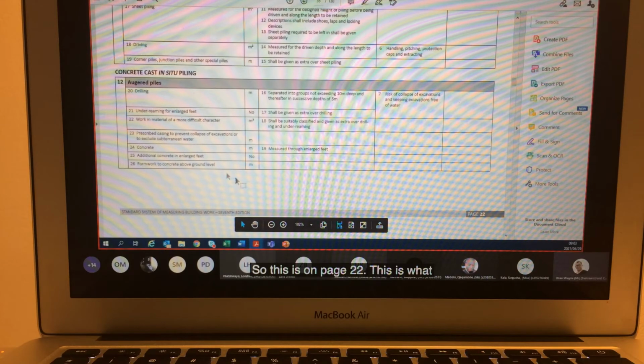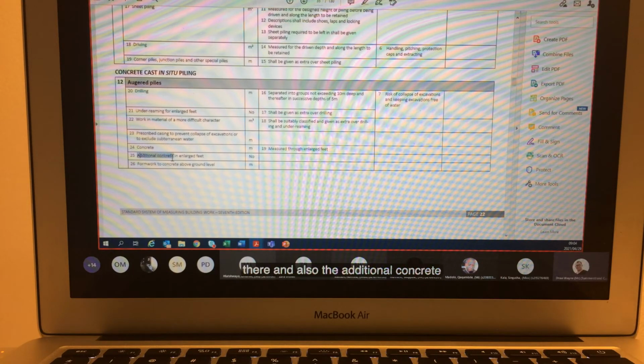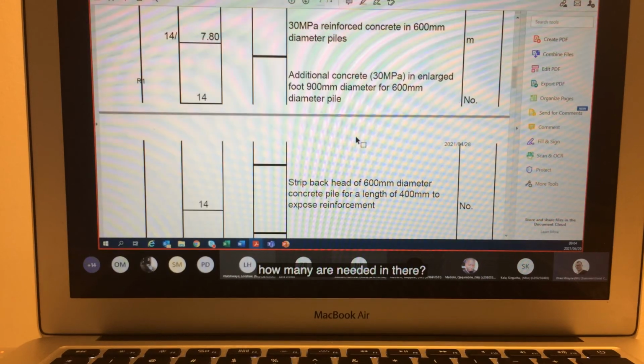So this is on page 22. This is what I've now been measuring: the auger of the piles in the various lengths, the underreaming for the feet of the piles, looking at the concrete that goes in there, and also the additional concrete that it says is measured in number. And when I look at how I've measured the additional concrete, it's measured in number, and it's important that we indicate the size of the feet, the size of the pile, and just the number, how many are needed in there.